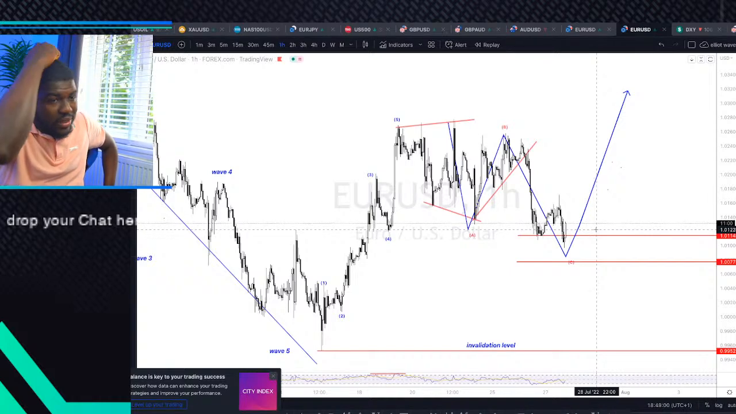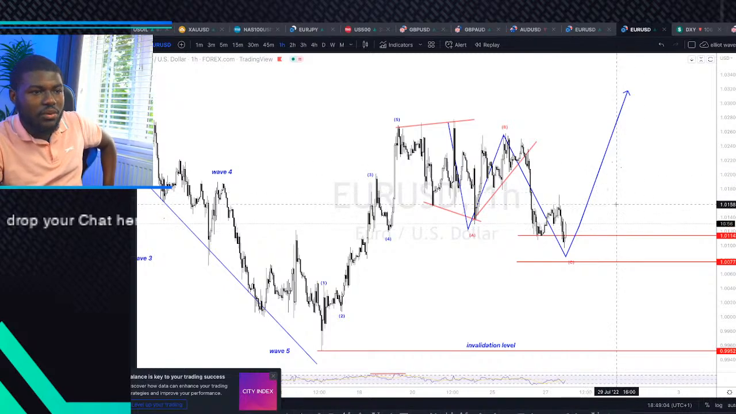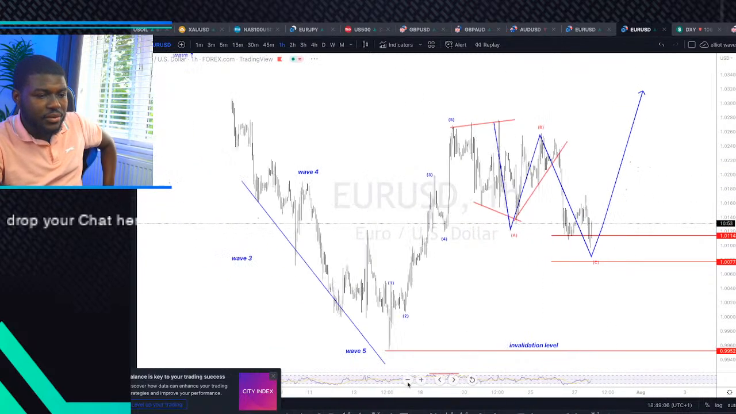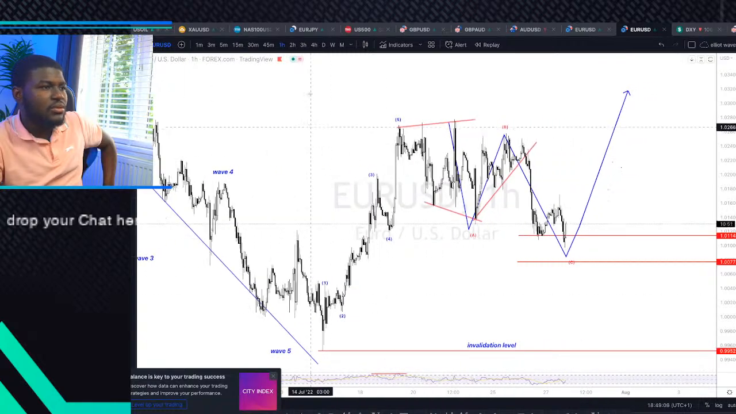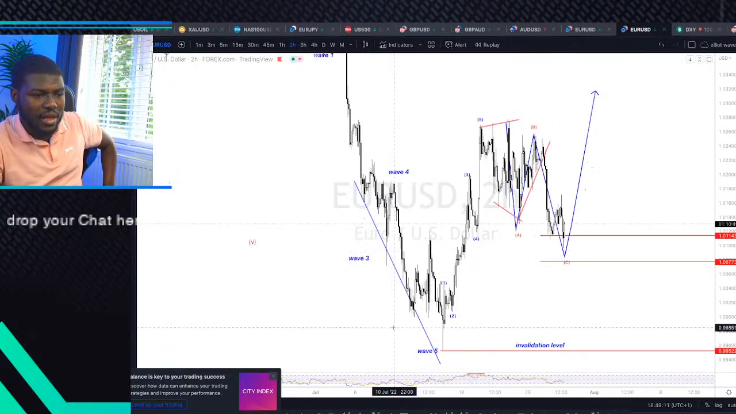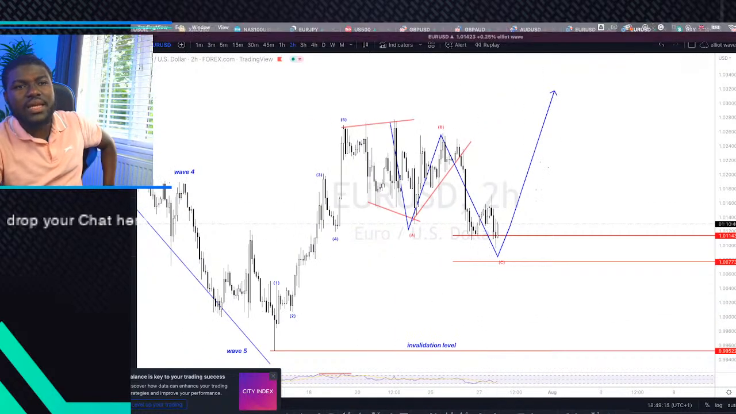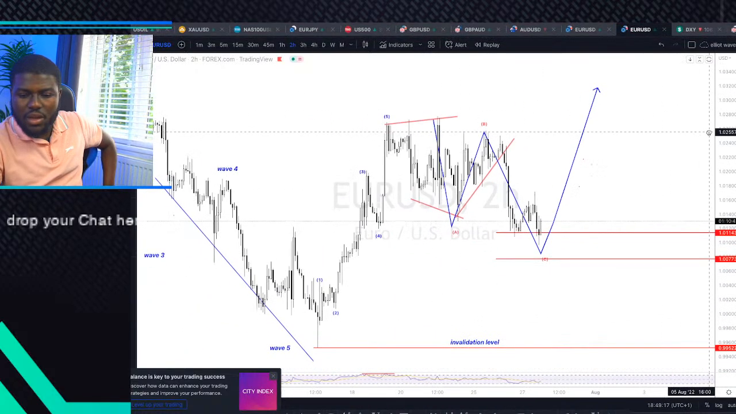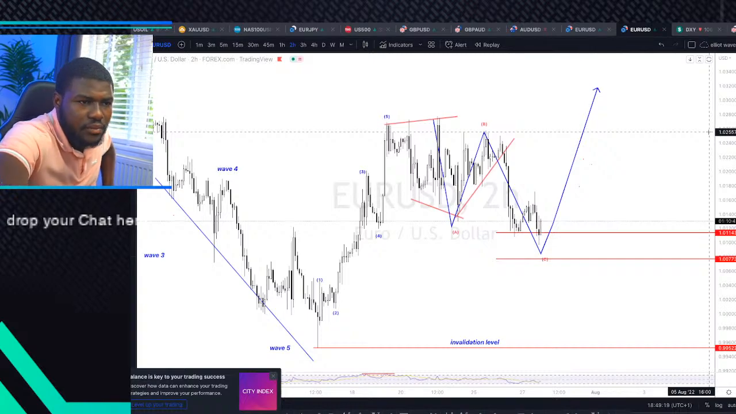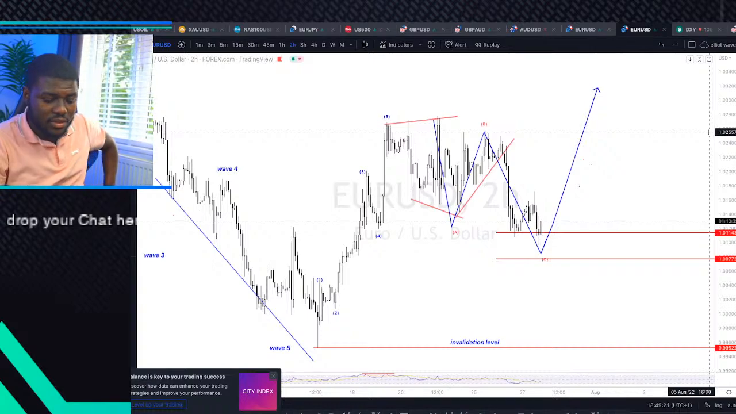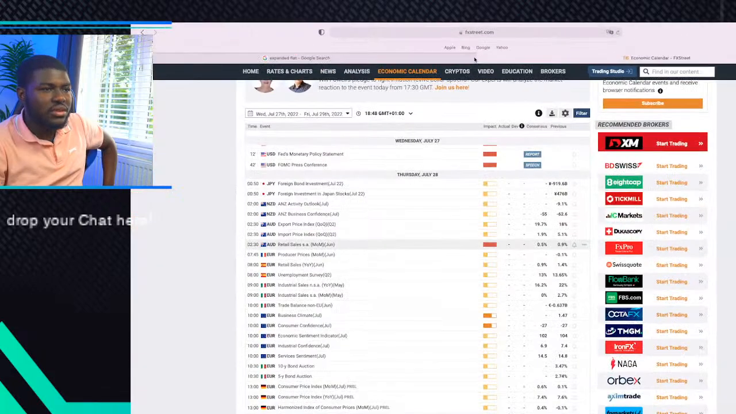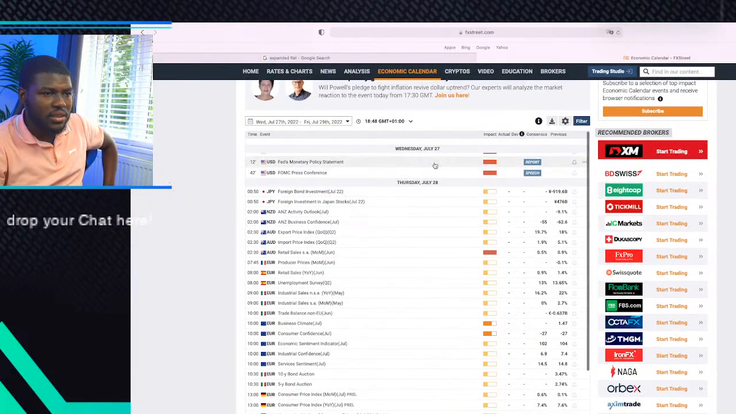We can never say this is how it's going to move after the news release, but definitely we are going to wait till the market reacts after the news that's going to be released in the next 10 minutes. We have 10 minutes left now. All right. So the decision about the interest rate is going to be one of two things.